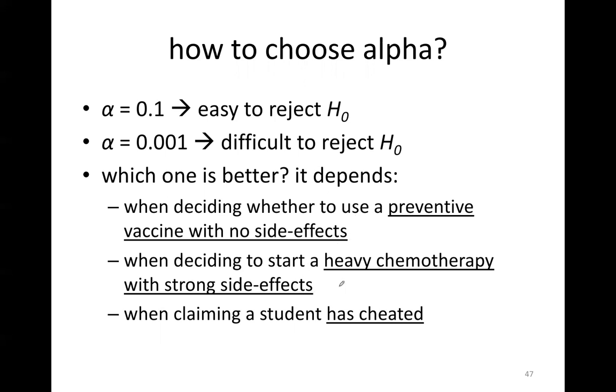But if the issue is something that will have a lot of cost, let's say health costs, and based on some data you have to decide if somebody has to start a serious chemotherapy with strong side effects, then to really decide that this is necessary, you might want to have serious evidence. You don't want to have false positives because it might harm the person. And so you might prefer to be more conservative.